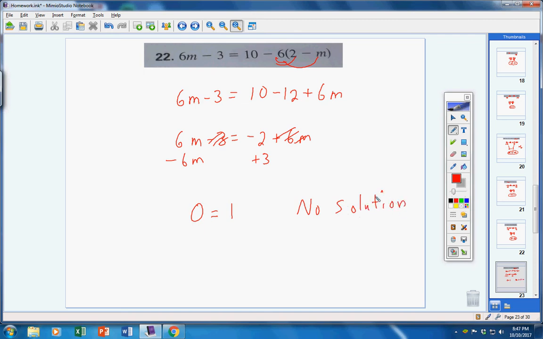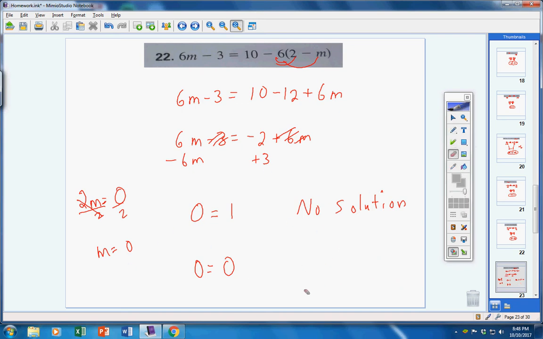Okay? So let's review for a second. If the variable terms cancel out and the constant terms cancel out, we get all real numbers. If the variable terms cancel out and the constant terms do not, then I get no solution. Now, what if the variable terms do not cancel out, but the constant terms do? Well, that's no big deal. Just divide by 2, and the answer is 0, because 0 divided by 2 is 0. Okay? Know these, okay, guys?